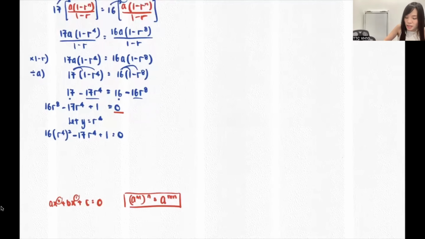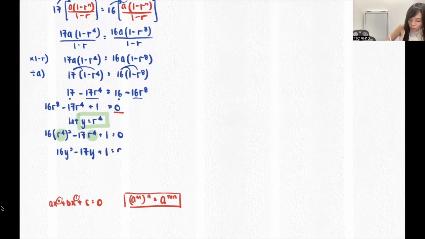So now I can actually substitute it in. y equals R power 4, so all the R power 4 you can see now, I can write them as y. So when I write them as y, do you realize they look like the general form? You can press the calculator already. So do you get the first answer 1?